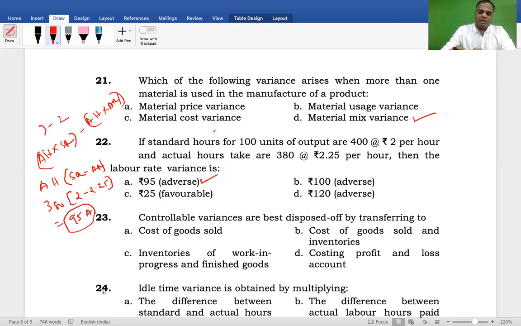Controllable variances are best disposed of by transferring to: cost of goods sold, cost of goods sold and inventories, WIP and finished goods, or costing P&L account. Where do you have to transfer? You have to transfer to the costing P&L account.